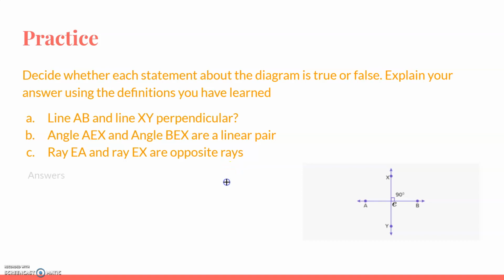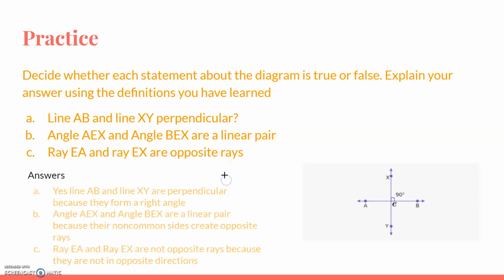Alright, now that you're back. So the answers. For number A, yes, line AB and line XY are perpendicular. As you learned in the previous slide, if 2 lines are perpendicular, then they form a right angle. As we can see here, since this is a right angle, this must be a right angle according to our straight angle definition. If you take a look at straight angle AEB, then this has to be a 90. So that tells us that this is perpendicular.